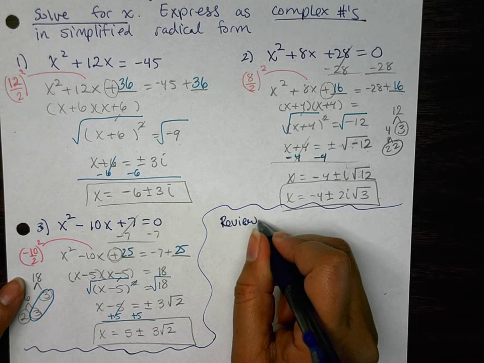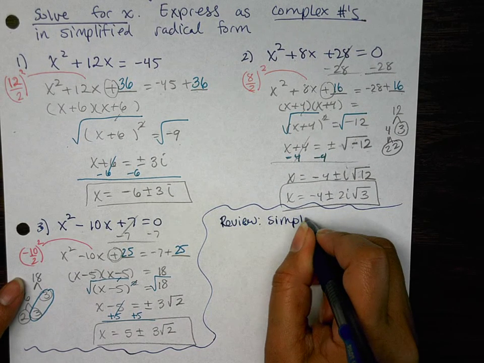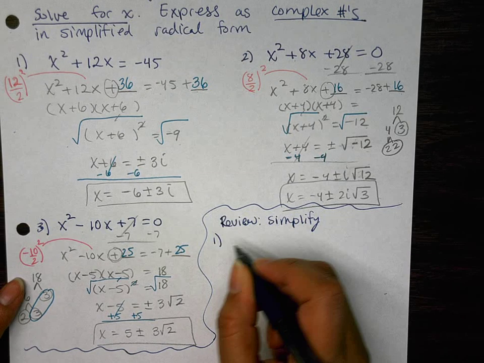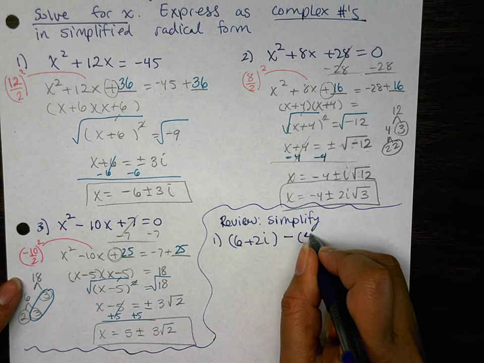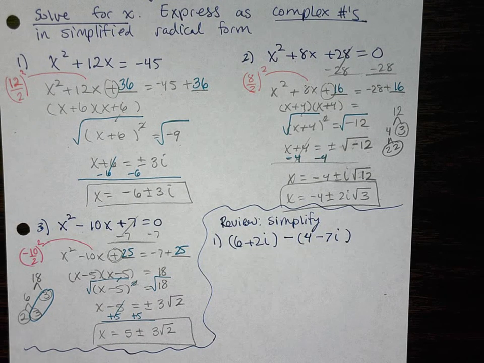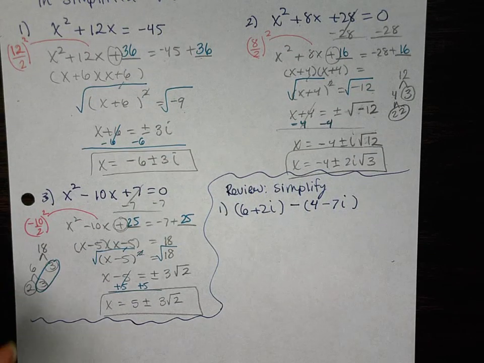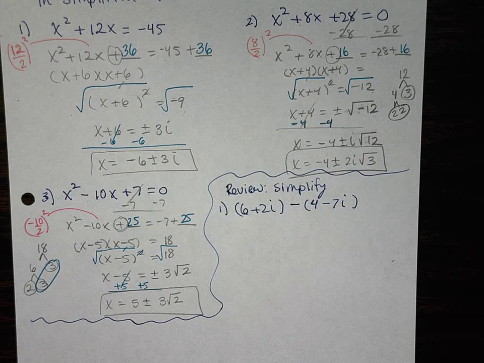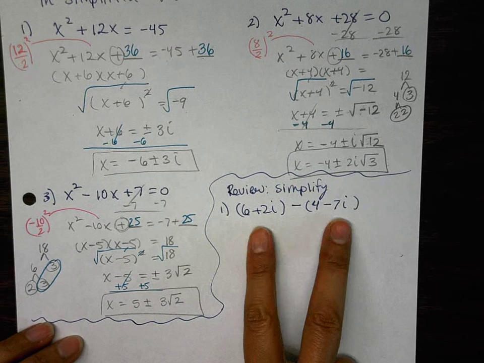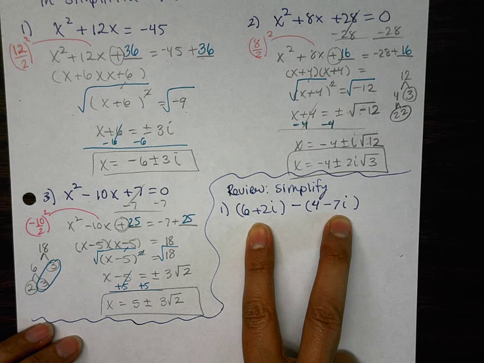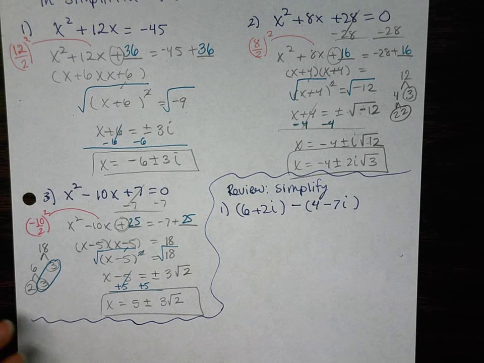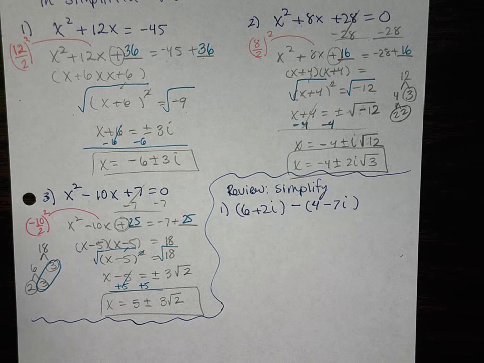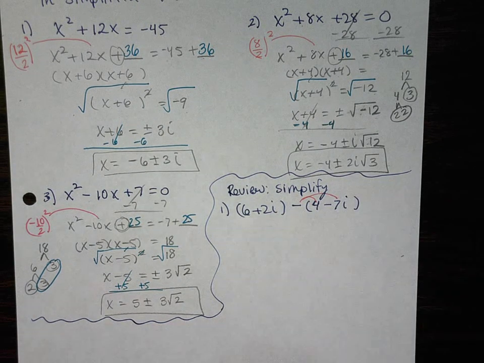We are going to simplify. Number 1: 6 plus 2i in parentheses minus parentheses 4 minus 7i. Double distribution, yes or no? I see two parentheses. Double distribution, yes or no? No. How can we tell what's right in the middle? A negative sign. So what are we going to do with that negative sign before I drop the parentheses? Distribute. Distribute your negative and then drop the parentheses.